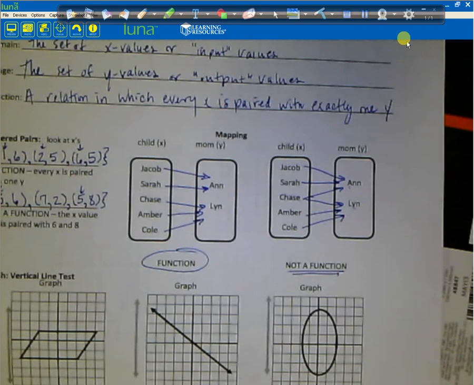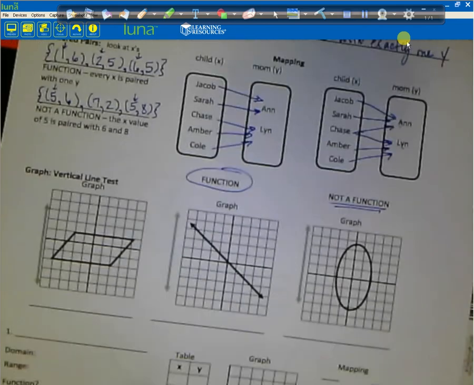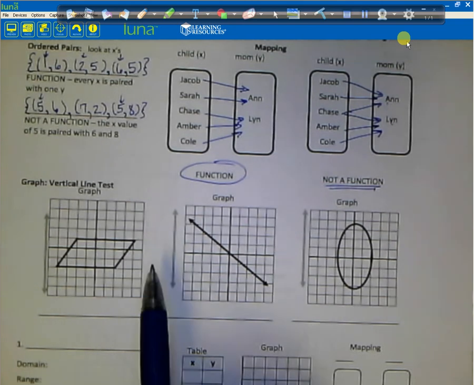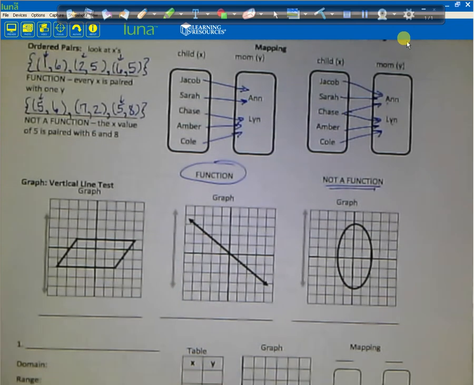Another way to tell if something is a function is to do what we call the vertical line test. In the vertical line test, we simply draw a vertical line. And if the line passes through the graph at 2 points, it is not a function. We say it fails the vertical line test.